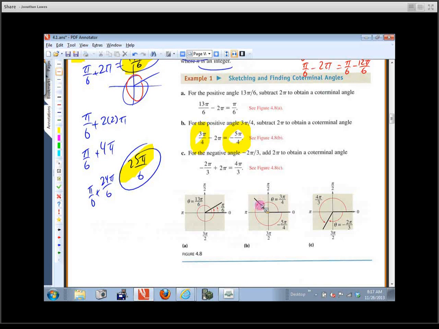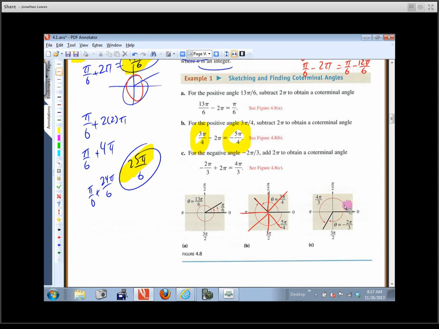Here's 3 pi/4. There's the top half of the circle divided into fourths. There's 1 pi/4, 2 pi/4, and 3 pi/4. That is coterminal with negative 5 pi/4, because there's negative pi/4, negative 2 pi/4, negative 3 pi/4, negative 4 pi/4, and there would be negative 5 pi/4. So you can either add or subtract any integer multiple of 2 pi in order to get another coterminal angle.